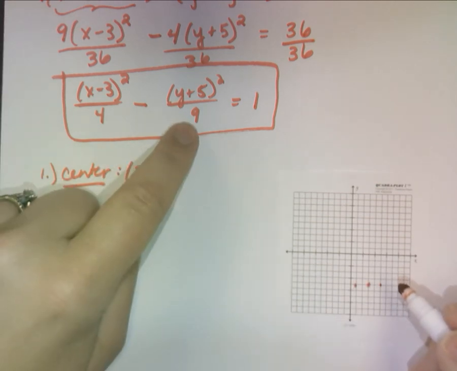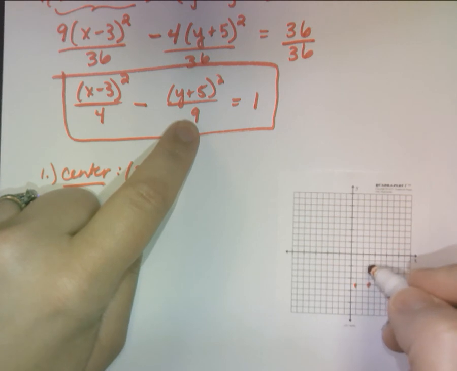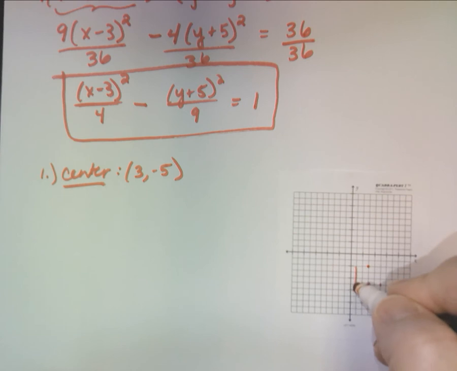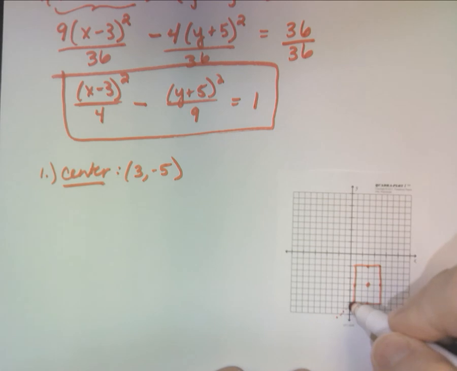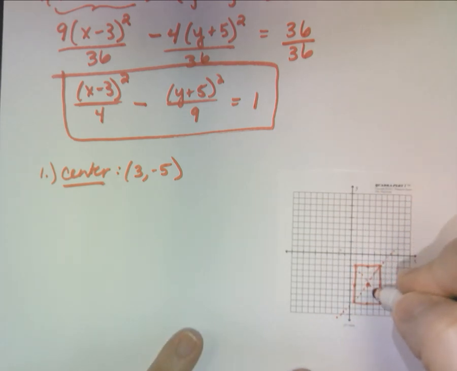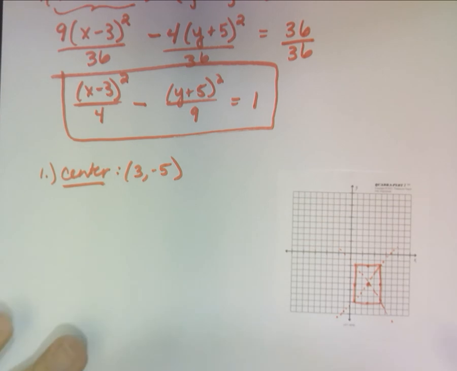If I'm under the y, I go the square root of 9. 1, 2, 3, 1, 2, 3. Draw a box. Draw in your asymptotes, which we'll find the equations for in a minute. Asymptote, asymptote.